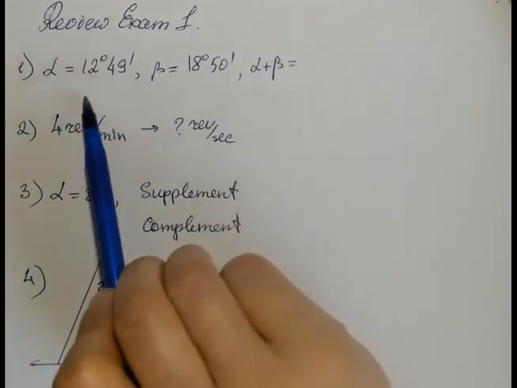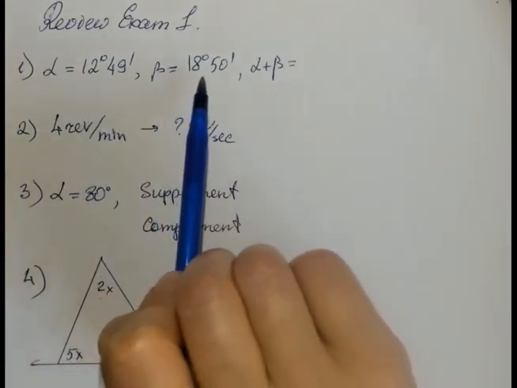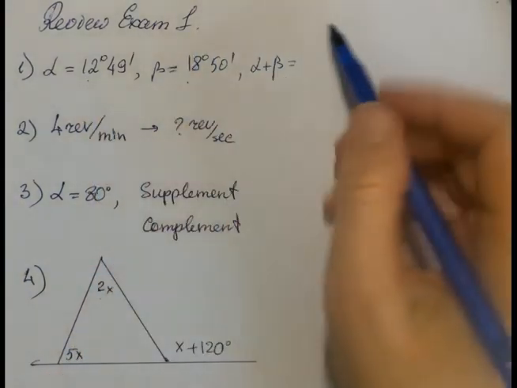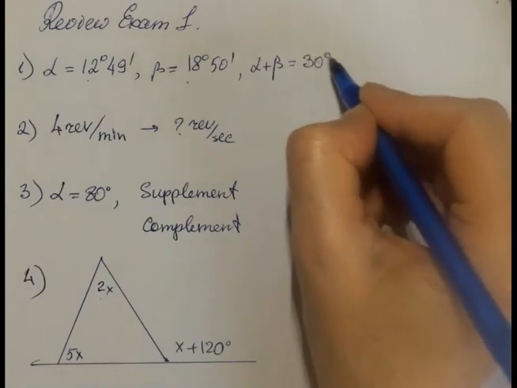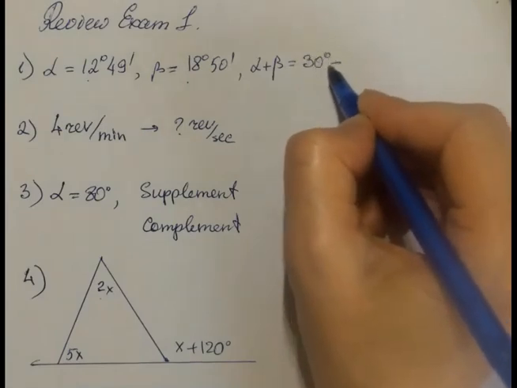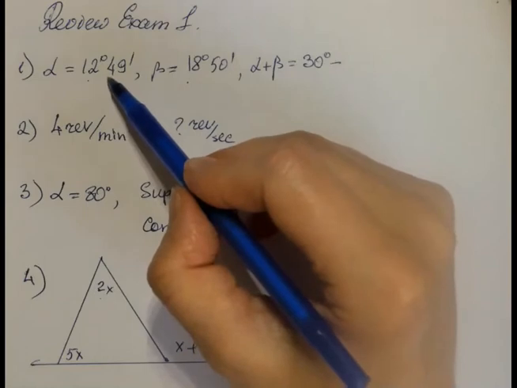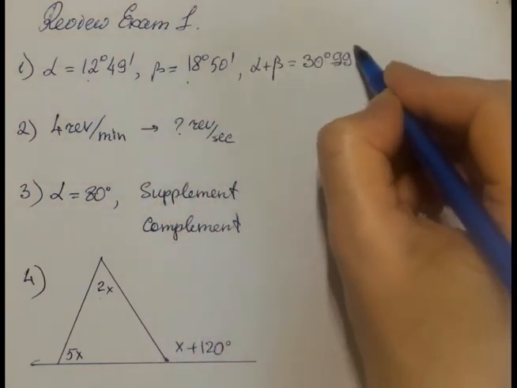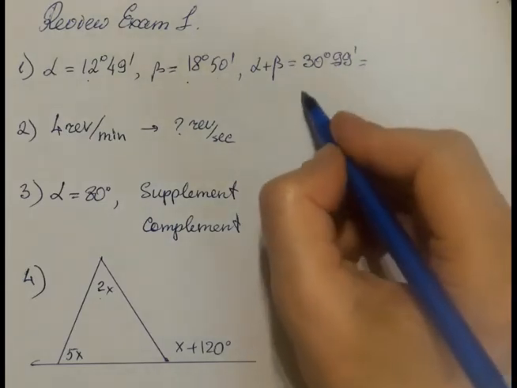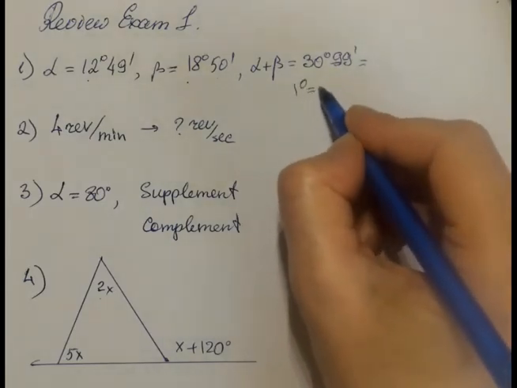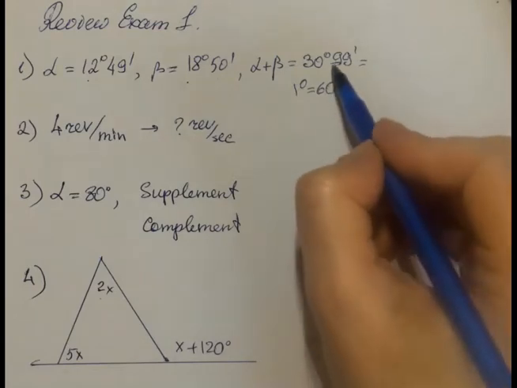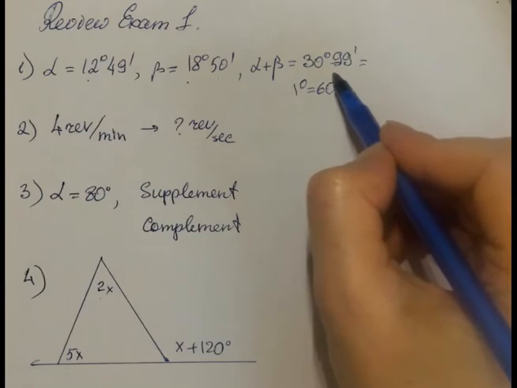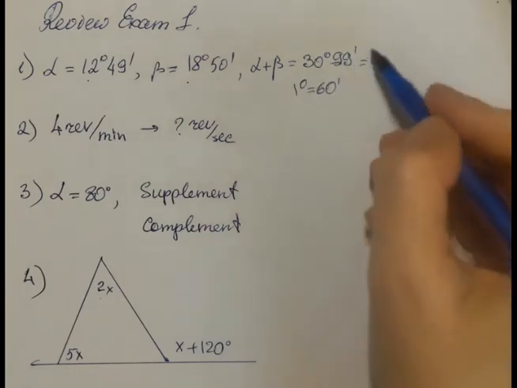We can add degrees and minutes separately. So alpha plus beta will be 12 plus 18, 30 degrees. And let us add minutes also. 49 plus 50, 99 minutes. But 1 degree equals 60 minutes, and we should not use more than 60 minutes in this form.